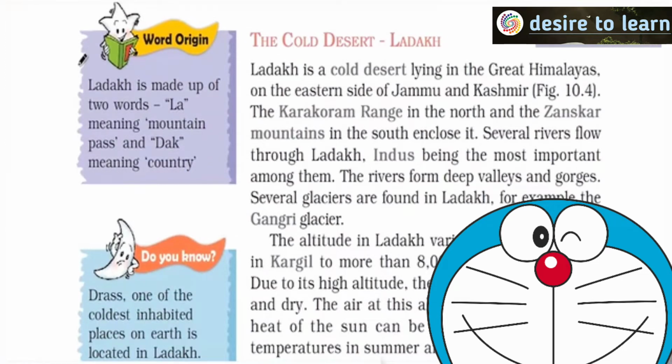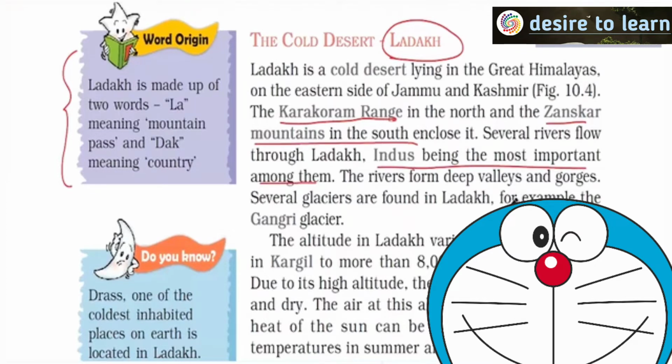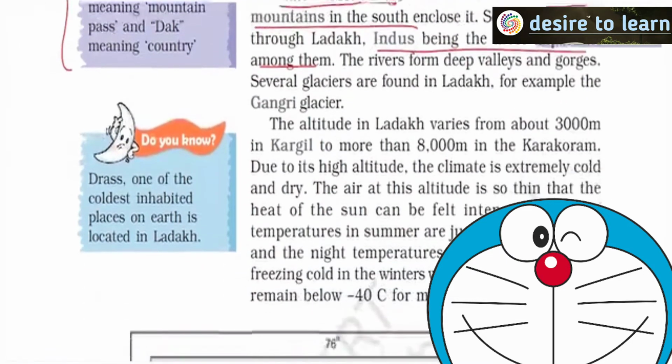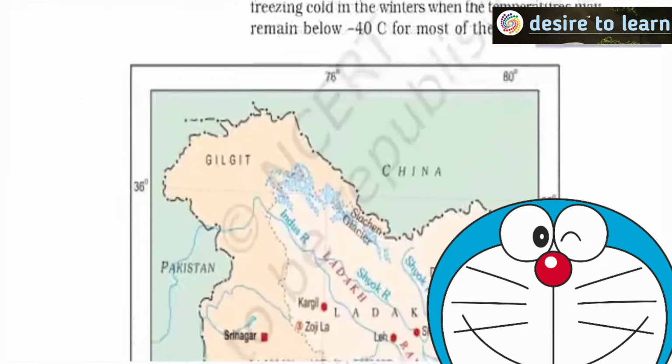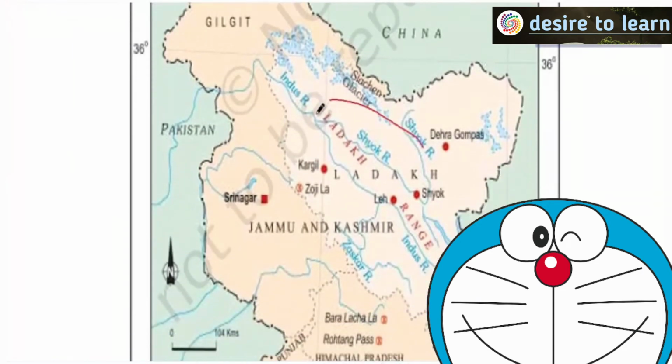The second most important thing is about the Ladakh or cold desert. And when we are talking about cold desert, here we are talking about Ladakh, right? They talked about the mountain pass country, and it is present in Karakoram mountain ranges in the north and Zaskar mountain ranges in the south. Indus River actually flows, and several glaciers are present in this region. Kargil is also present. Please try to look at the Ladakh region, and this portion is your Aksai Chin, which is disputed between India and China.